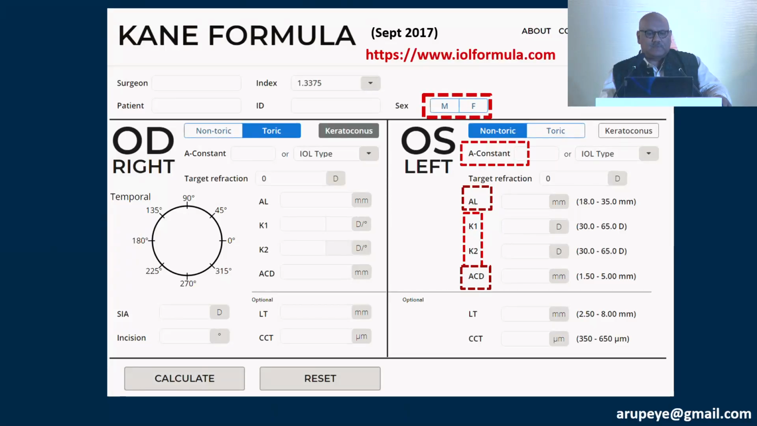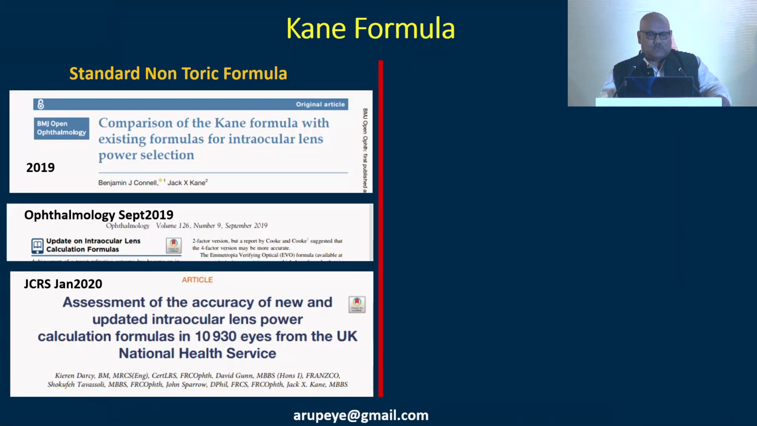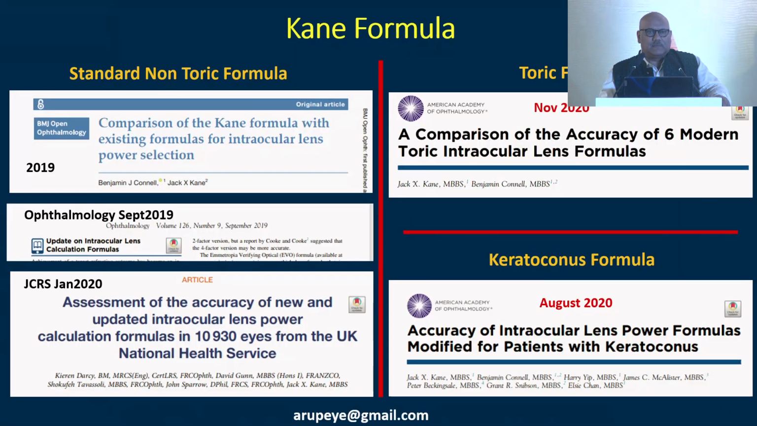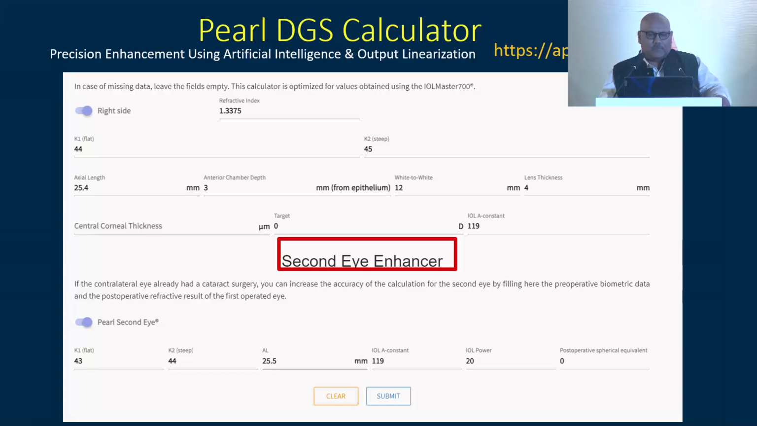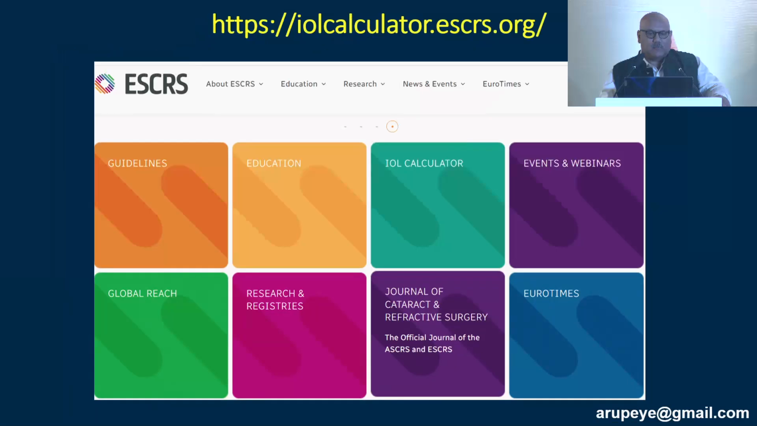Kane formula has been doing extremely well. The non-toric version, toric version, and recently the keratoconus version have also done extremely well. And this is proved by multiple studies that have come up in the peer review literature. Second eye enhancer is another feature which has come up in the Pearl DGS calculator. This is something which I want you to be aware of, and I use it extensively.